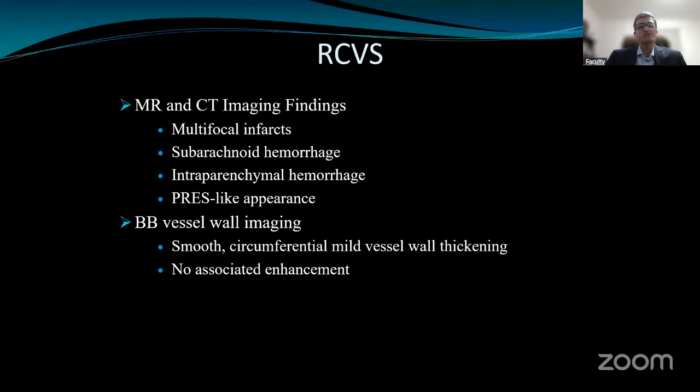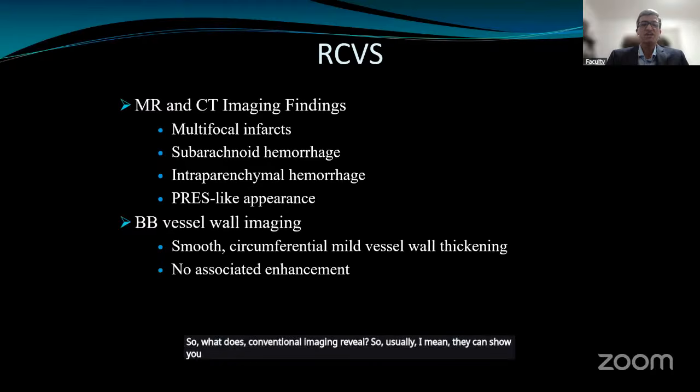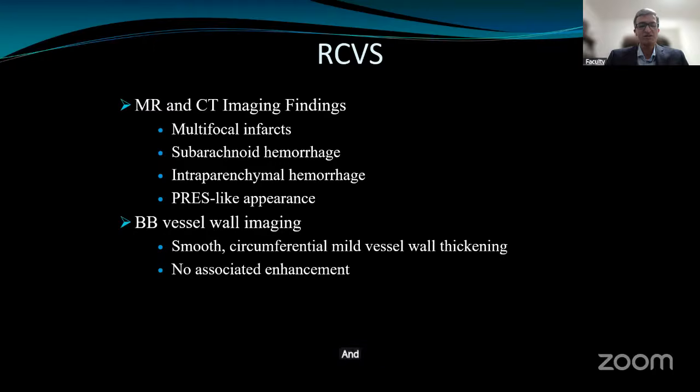So what does conventional imaging reveal? Usually, it can show you multifocal infarcts, and subarachnoid hemorrhage, which tends to be more of a focal cortical subarachnoid hemorrhage. These patients can also have intraparenchymal hemorrhage, that is, a subcortical hemorrhage, and rarely a PRES-like appearance on imaging.